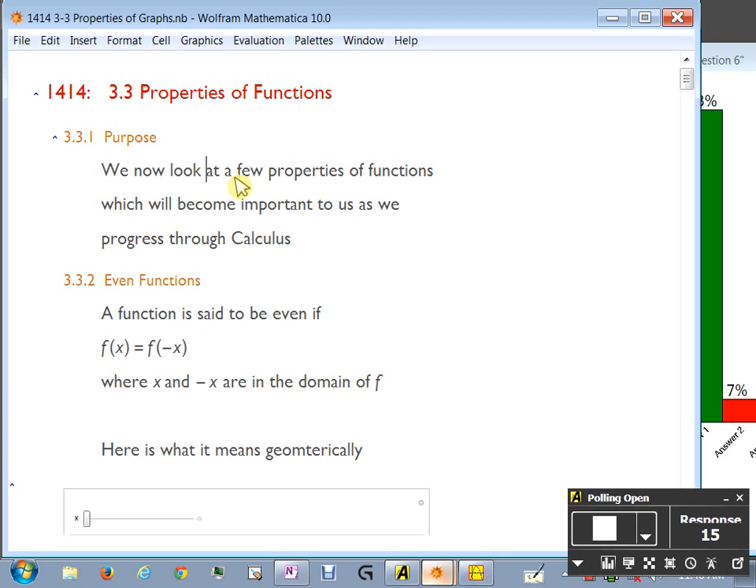I like to create my notes based off of the homework. So I do the homework first, then I know what you need to know, and then I go and make the notes based on that.